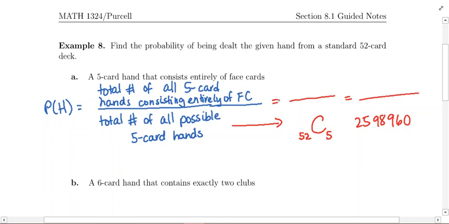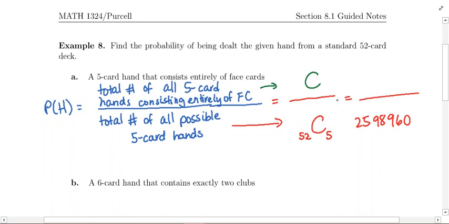How many 5-card hands adhere to this condition? How many are made up of entirely face cards? We expect a number much smaller than this, because we're looking for a subset of all 5-card hands. I'll put this in a different color, I'll use green here. To get the numerator, you're still dealing with a hand of cards. You just want all 5 cards to be face cards.